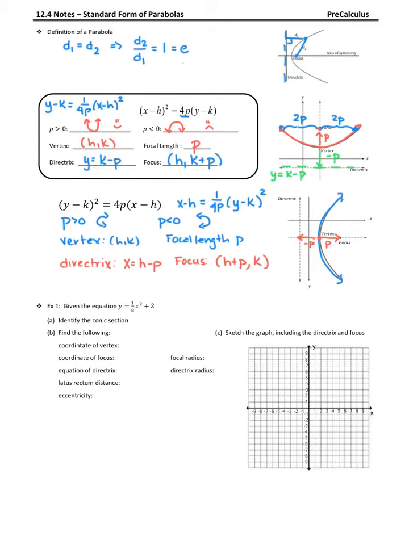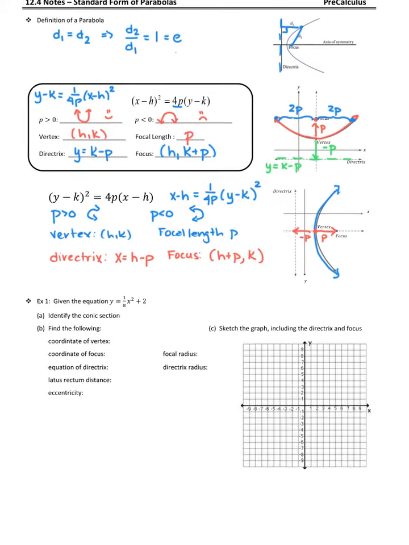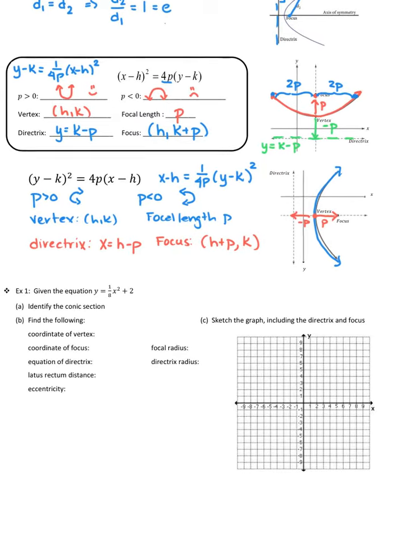Okay, so let's actually do a problem here. Given this equation, we're going to keep it the way it is, we're going to identify it, which obviously with one squared term, this should be the easiest, we know it's a parabola, and find all this stuff. So one thing I like to do is I like to put all my transformations on one side. So this is y minus 2 equals 1/8 x squared.